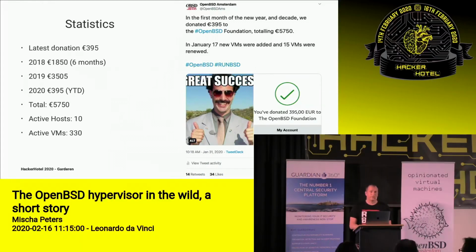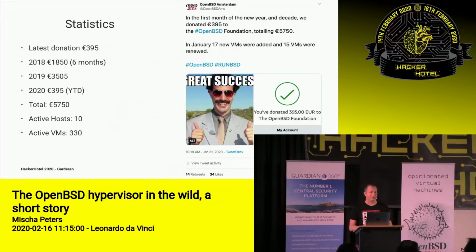And there's currently 334 VMs active, which is mind-boggling still. I don't know why people do that. Even, who's running production on OpenBSD Amsterdam? Good. Thank you. But there are actually people running production, which is a little bit scary.